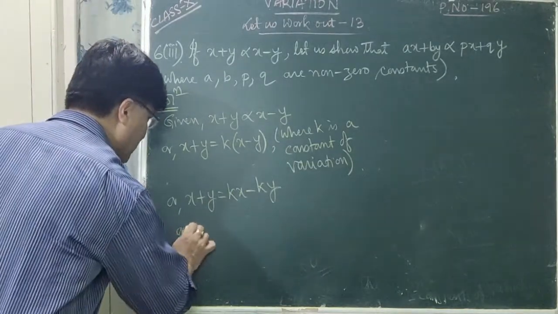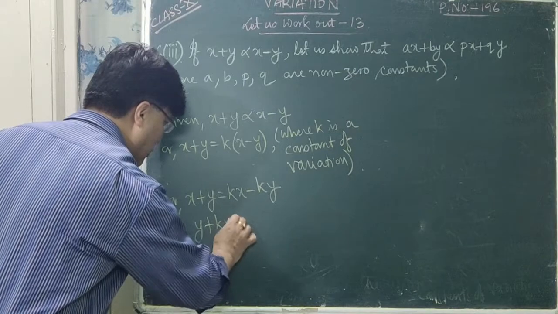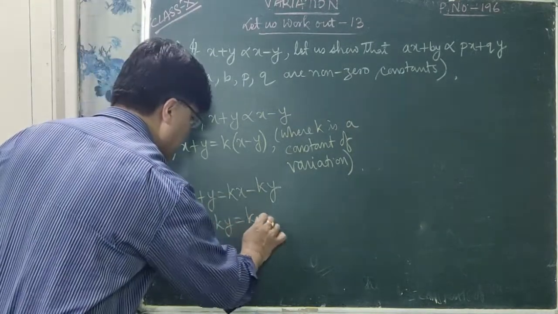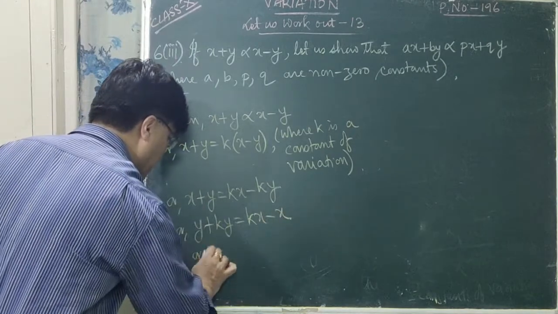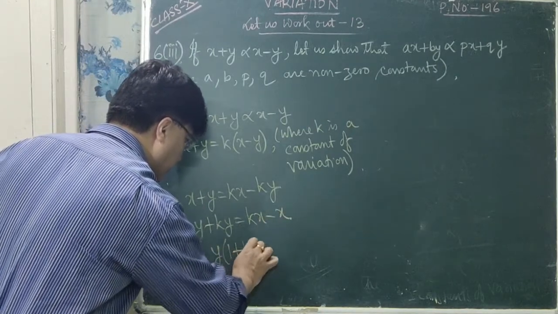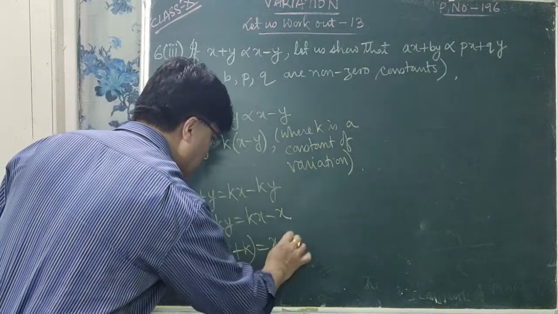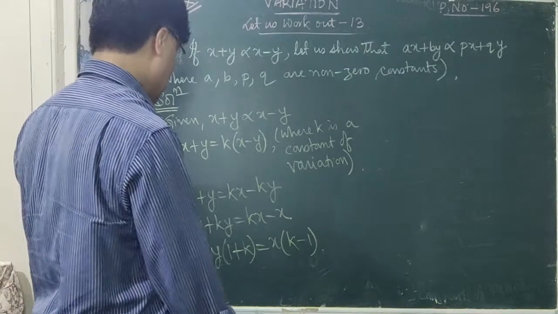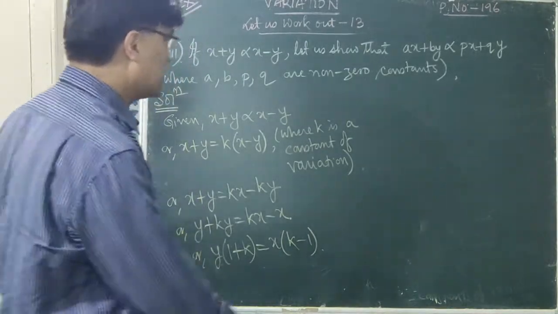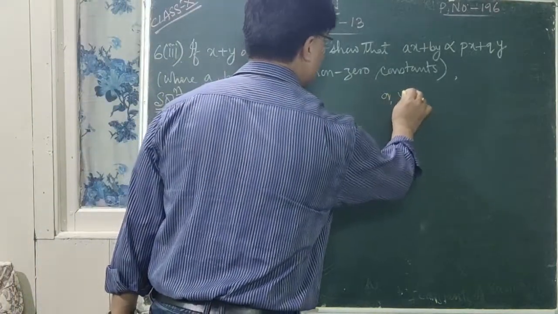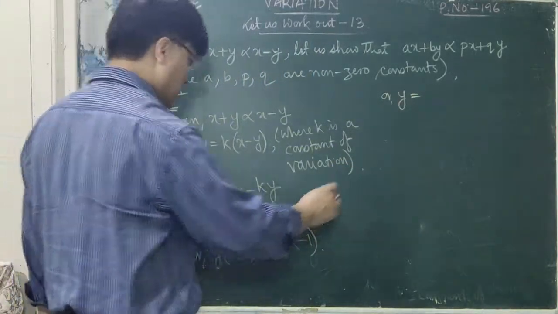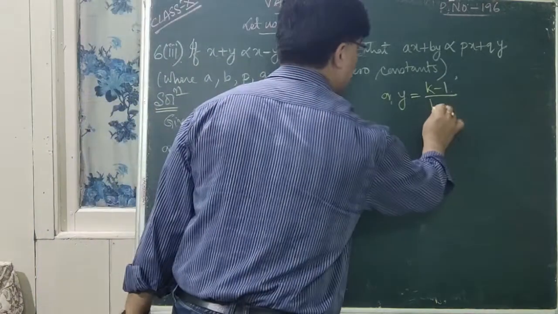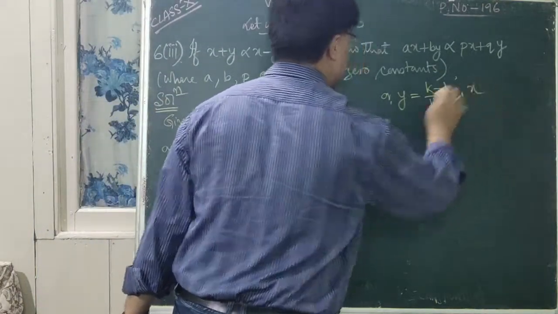Okay? Or y plus ky is equal to, minus ky is taken to the left hand side, becomes plus. So kx minus x, or y is common out here. So within bracket 1 plus k is equal to, x is common here, so it is k minus 1. Right? So now next, what will you do? Let us get the value for y here, or y is equal to, what is here now? K minus 1 divided by 1 plus k into x, right?